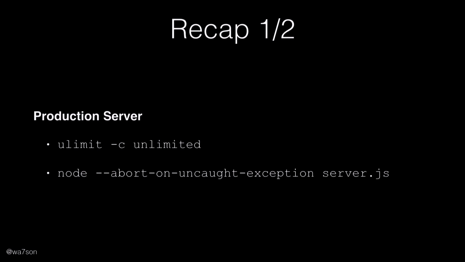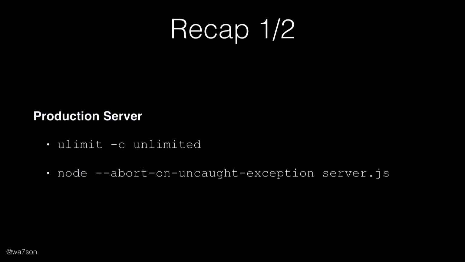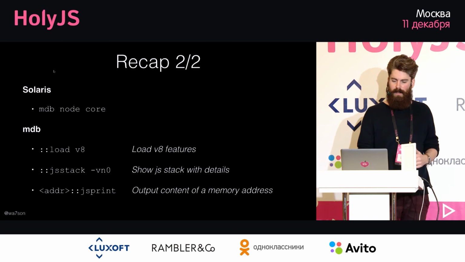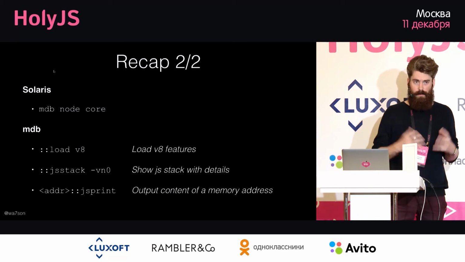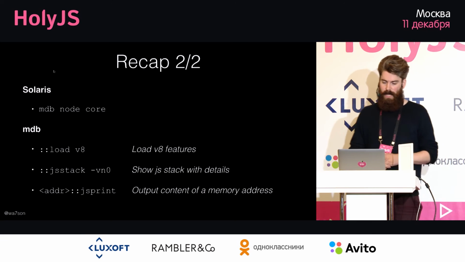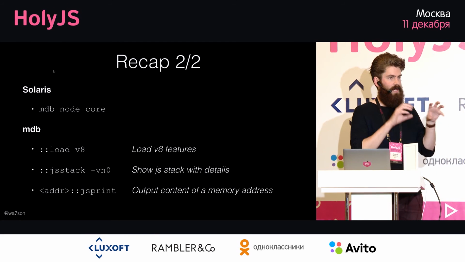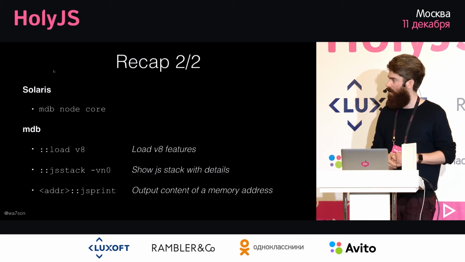So to recap, you need to make sure that ulimit is set to unlimited or any size. You need to start your server using abort on uncaught exception. You need to run MDB with the node binary file from your production server and the core file, of course, and you can use these commands to inspect what's going on inside the memory of where the process crashed.